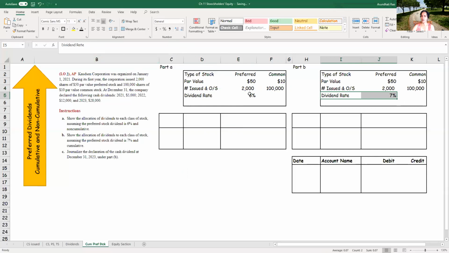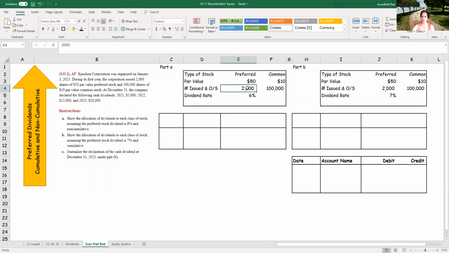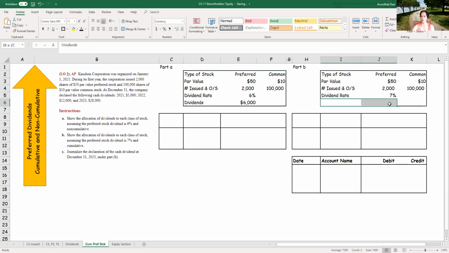Okay, so preferred shares have preference to dividends and in the event of liquidation. Now we're looking at dividends. So each shareholder that has a $50 share is going to get a 6% dividend on that. We have 2,000 shares. So how much dividends will be paid out each year to the preferred shareholders? $6,000 in part A. If we change the assumption to 7%, it's going to be $7,000 in part B.